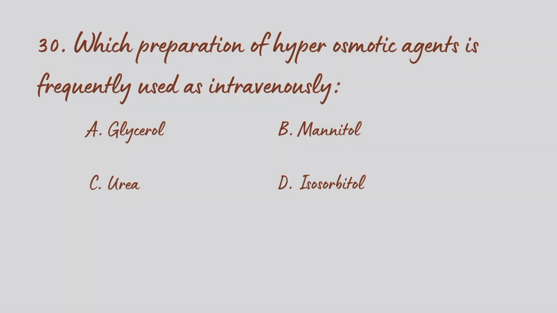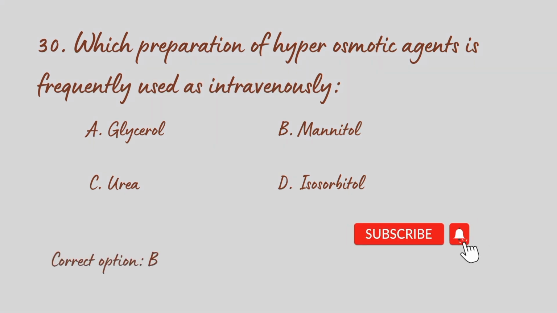Next question. Which preparation of hyperosmotic agents is frequently used intravenously? Option A, glycerol. Option B, mannitol. Option C, urea. And option D, isosorbide. The answer is option B, mannitol.